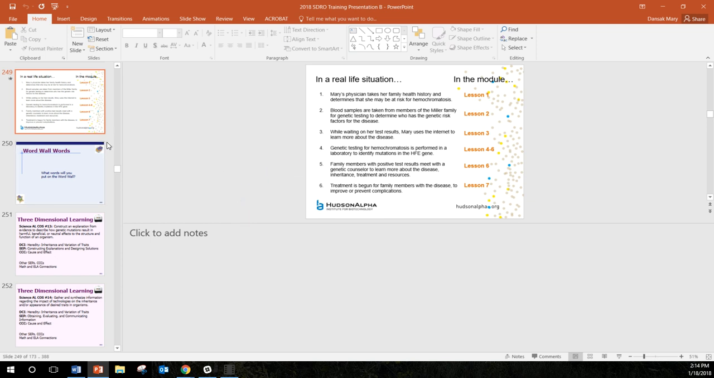There's some prep for Lesson 2 involving gathering fruit and making a lysis solution, so please read over Lesson 2 well in advance of doing that in your classroom.